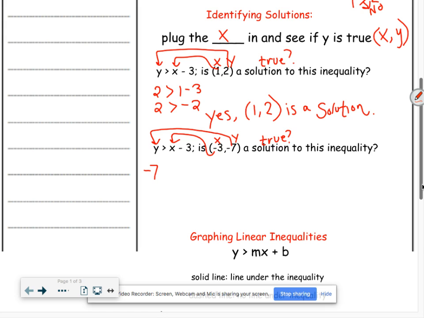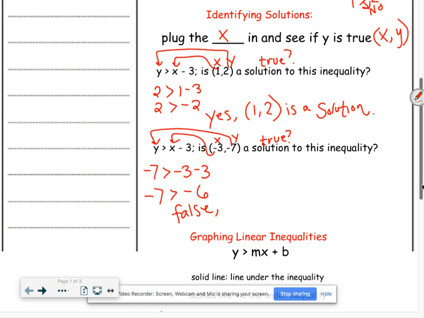Is negative 7 bigger than negative 3 minus 3? Now remember, you plus a negative here, so they're actually the same, or just use your calculator, no big deal. Is negative 7 bigger? Negative 3 minus 3 is negative 6. A lot of students are going to think this is true. Don't forget that the more negatives you have, the deeper in the ground you are. So this is actually a false statement. Negative 7 is smaller. It's deeper in the hole.